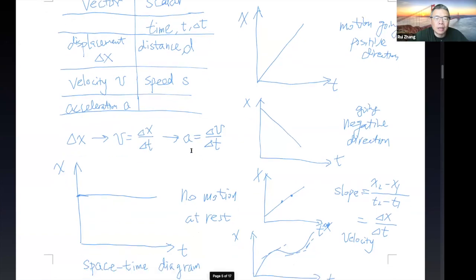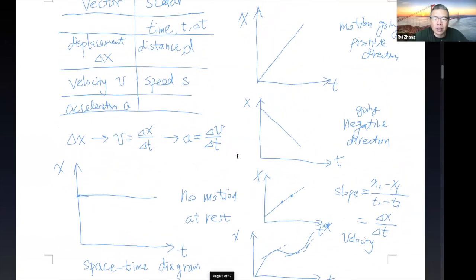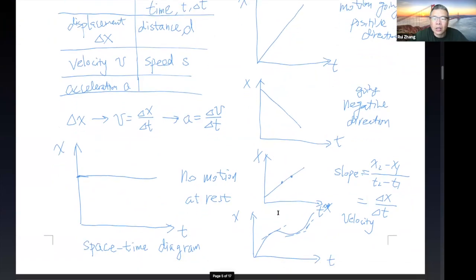And we started to talk about a little bit of the space-time diagram, and from that you can actually see how the motion goes, going to the positive direction or negative direction, and also you can calculate the velocity of the motion, which is the slope. For a complicated motion like this, the slope of the tangent line still tells you the velocity, but that velocity is changing all the time. It's not a constant.